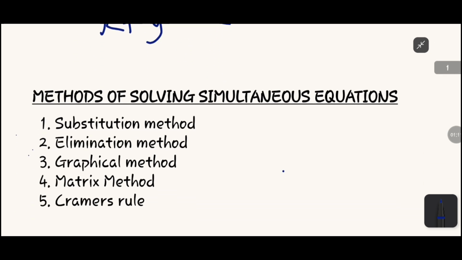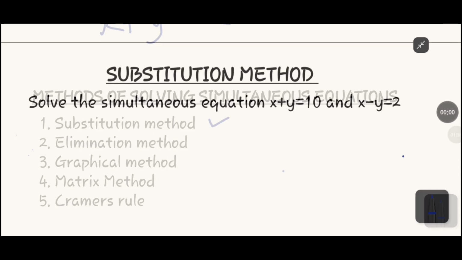Now we have different methods of solving simultaneous equations. The first method we have is the substitution method. We have the elimination method, the graphical method, the matrix method, and Cramer's rule. In today's video, we'll be talking only about the substitution method.